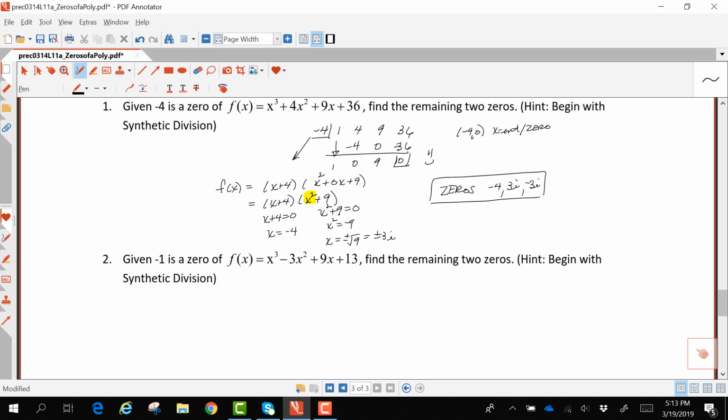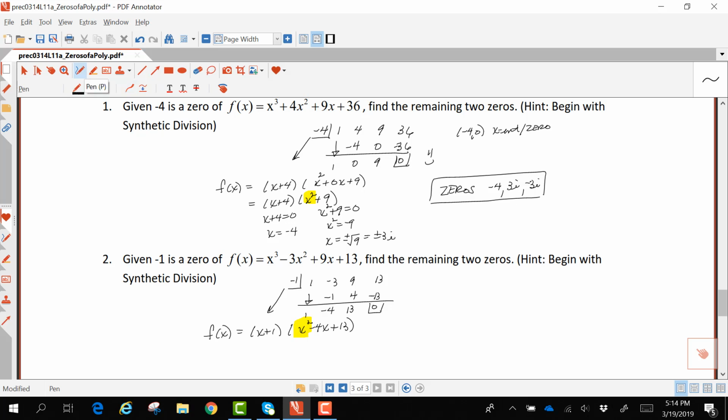In question number 2, again, they give me a zero of the polynomial. So again, I'm going to use synthetic division, and the remainder should be 0. Remember to multiply, but add the columns. It did give a remainder of 0, so now my function written in factored form is x plus 1 times 1x squared minus 4x plus 13. I now have a quadratic equation.